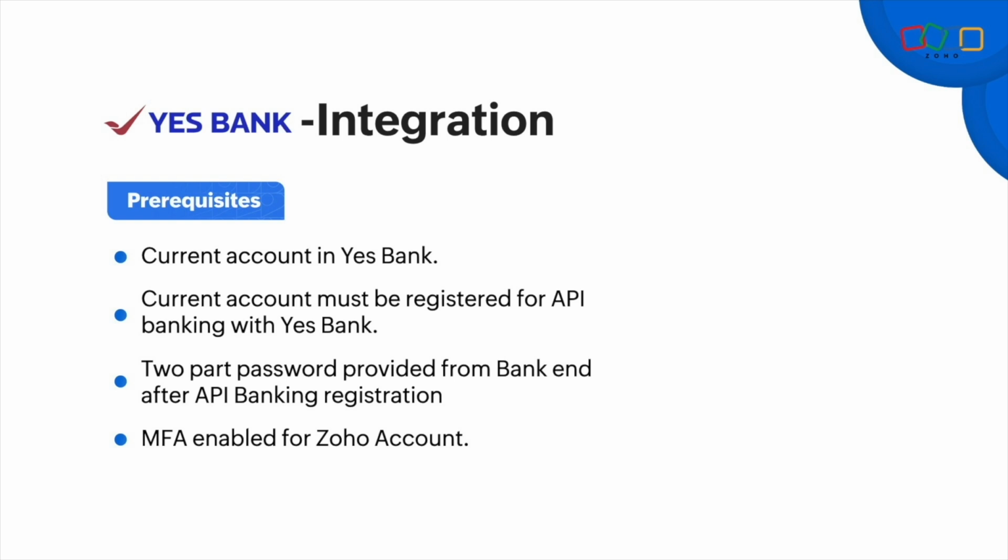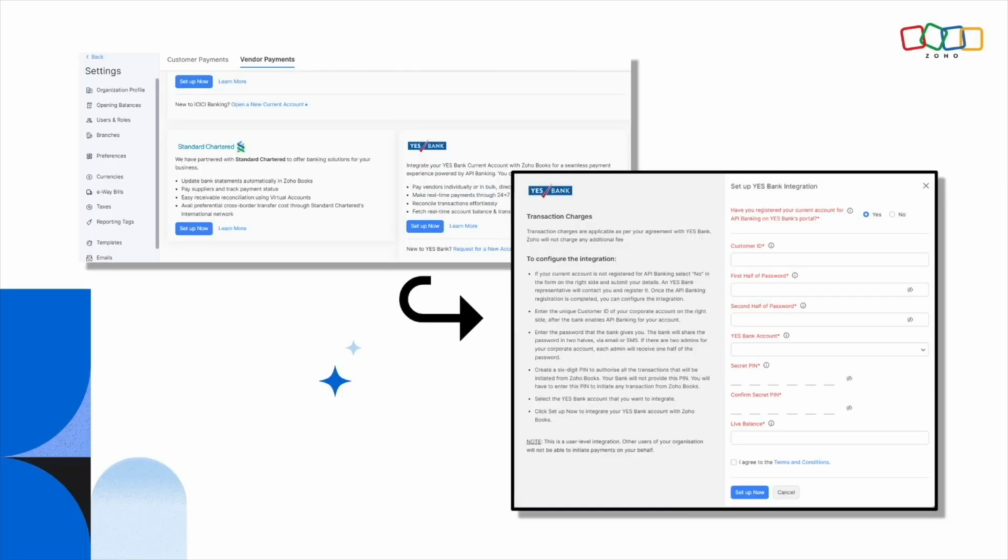So to integrate an S-Bank, you will have to click setup now against the S-Bank and you can see the customer ID and the first half, second half passwords. All these details will be provided to you from the net banking end. Here also, as we have seen in the HSBC bank end, you will have to provide a secret PIN. So this secret PIN is essential for initiating the payment. And regarding the S Bank, you will also have to provide the live balance of your bank account manually. And this bank balance should exactly match with your actual bank balance for this integration to be successful. So once you click setup now after filling the details, the S-Bank integration is activated in your Zoho Books.